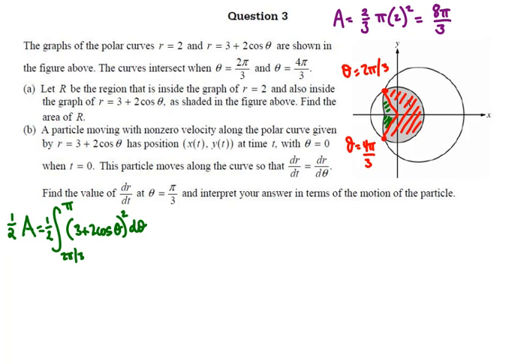So we'll just call that 1/2 of the green area, so that A is really equal to the integral from 2 pi over 3 to pi of the quantity 3 plus 2 cosine theta squared d theta, plus the 8 pi over 3 from above. Basically now I have these two areas, the green area and the red area. And finally I need to add those two areas together.